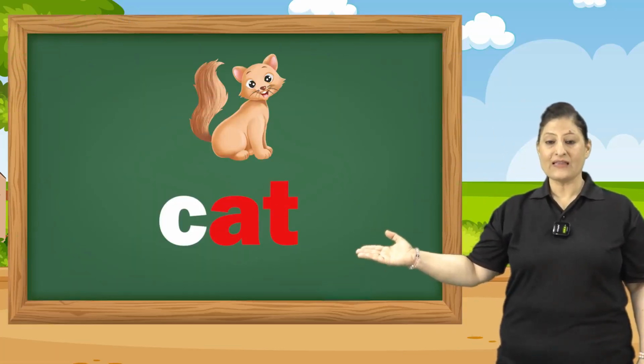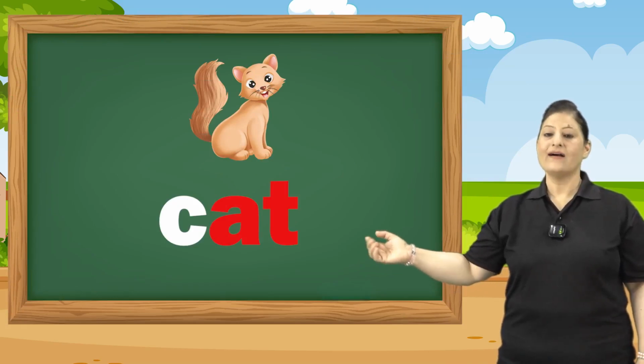Now if we put consonants like B, C, D, F, G, H and so on before these two letters, then what does it become? It becomes a proper word which has a meaning too. Like we can make a word by putting consonants before at or an. For example, you can see in the highlighted area.